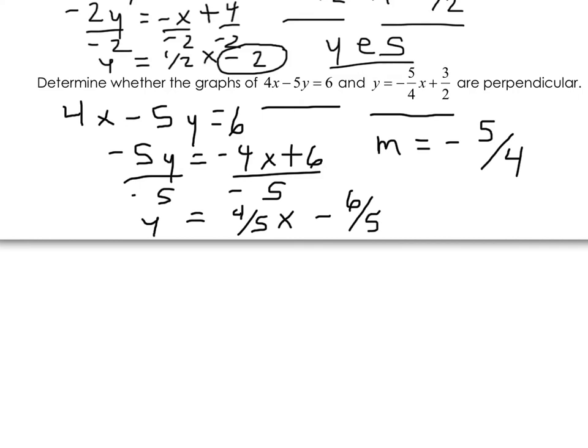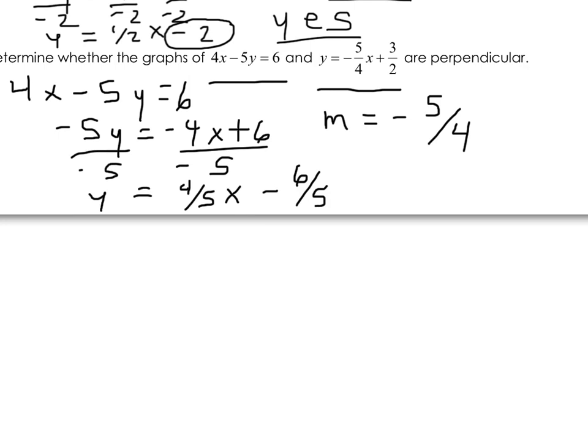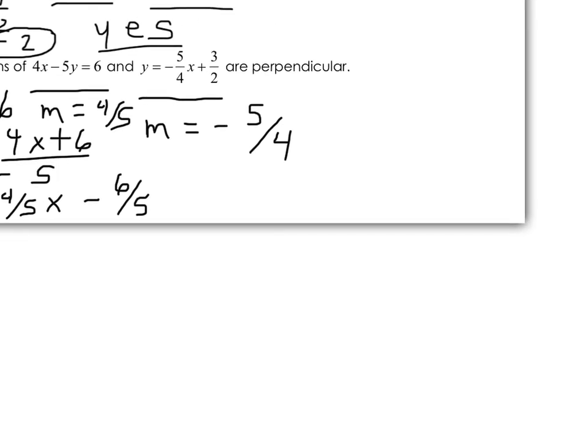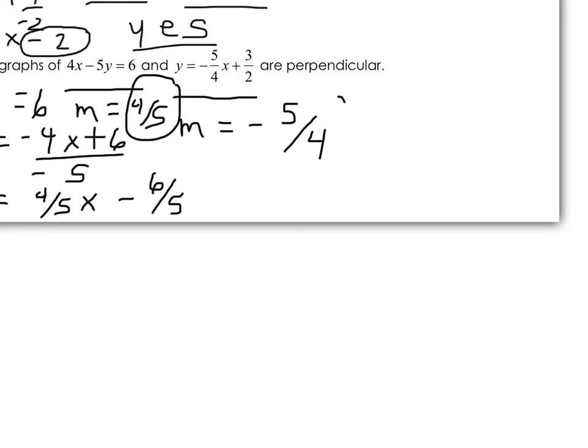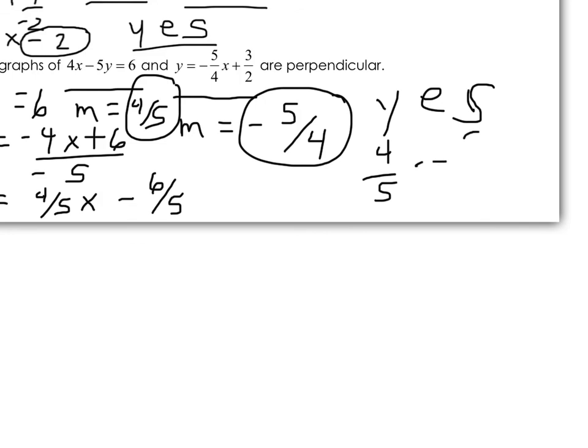So our slope for the first one is m equals 4/5. Now, we have two slopes. We have 4/5 and -5/4. Those two slopes are opposite reciprocals. One's positive, one's negative. You take one fraction, you flip it, you get the other. So these two lines are perpendicular. Yes, they are perpendicular. And if you multiply 4/5 times -5/4, look what happens. The 4's cancel, the 5's cancel, you have a negative, so you get a -1. When you multiply their slopes together, you get -1.